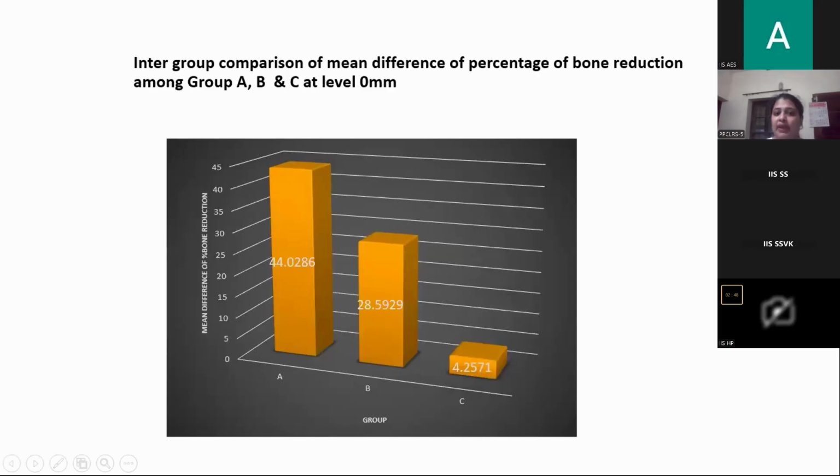Again, in the group comparison of the mean difference of percentage of bone reduction among Groups A, B, C at level 0, that means at the crest alone, here also Group C shows less bone reduction compared with Groups A and B.